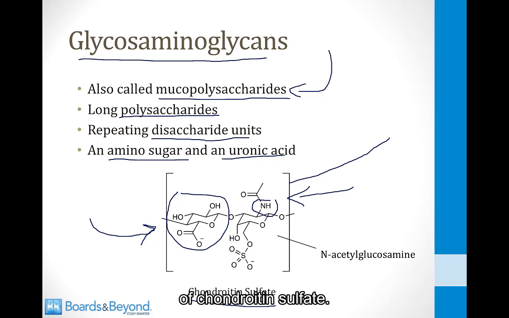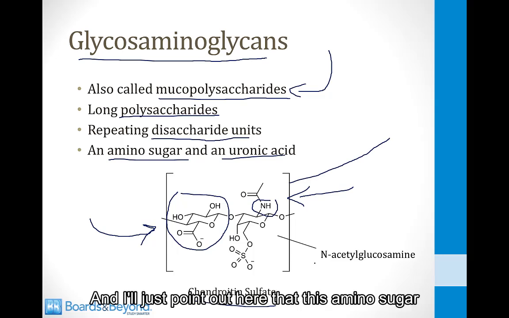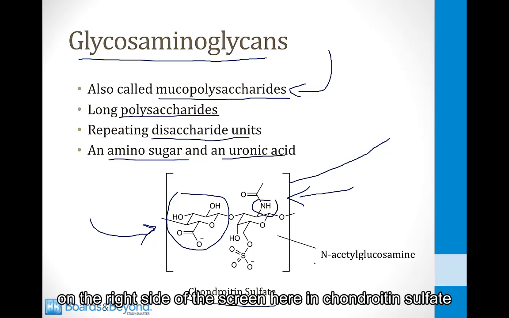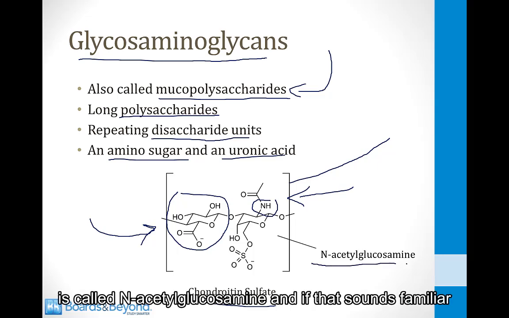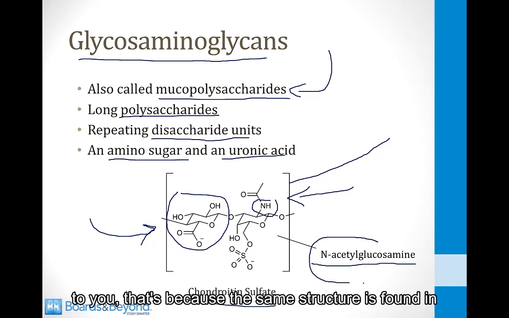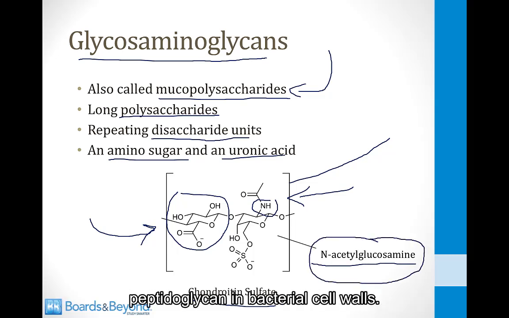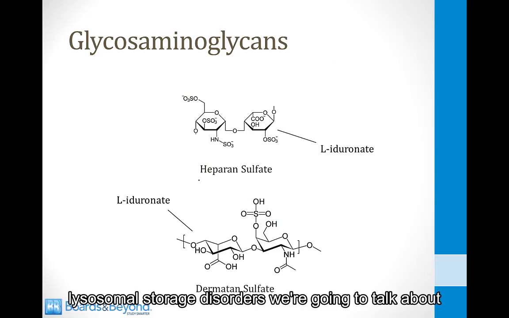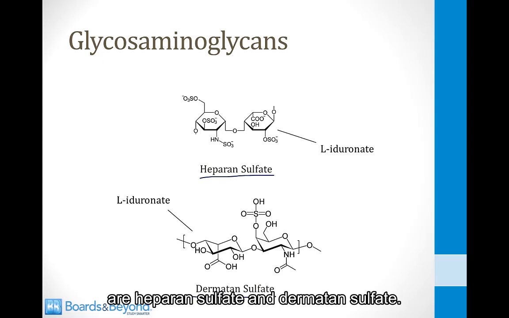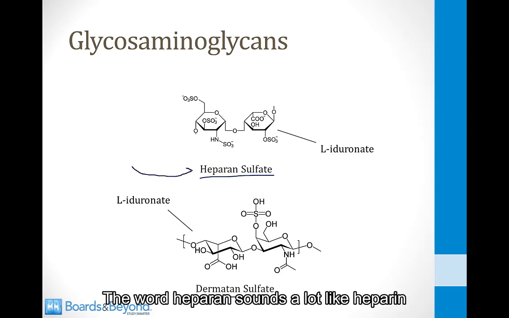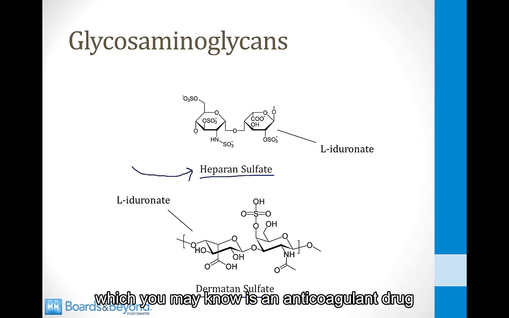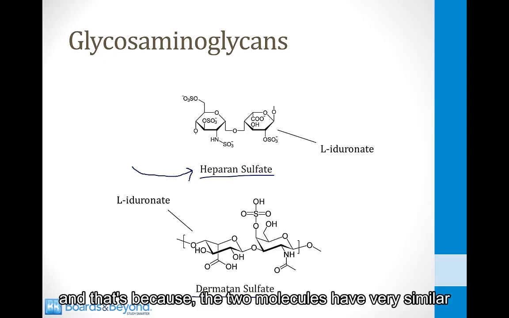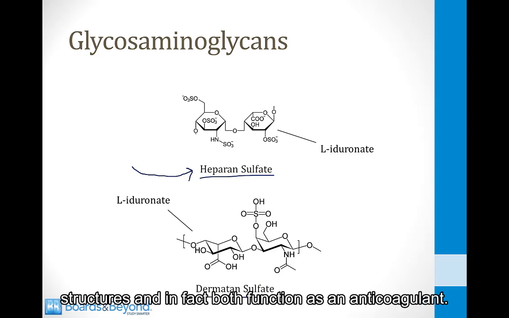structure of chondroitin sulfate. And I'll just point out here that this amino sugar on the right side of the screen here in chondroitin sulfate is called N-acetylglucosamine. And if that sounds familiar to you, that's because this same structure is found in peptidoglycan in bacterial cell walls. It's also found in many glycosaminoglycans inside the human body. The 2 glycosaminoglycans that are relevant for the lysosomal storage disorders we're going to talk about are heparan sulfate and dermatan sulfate. The word heparan sounds a lot like heparin, which you may know is an anticoagulant drug, and that's because the 2 molecules have very similar structures and in fact both function as an anticoagulant.